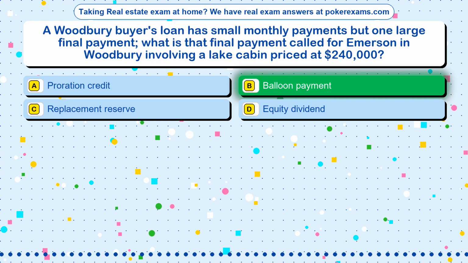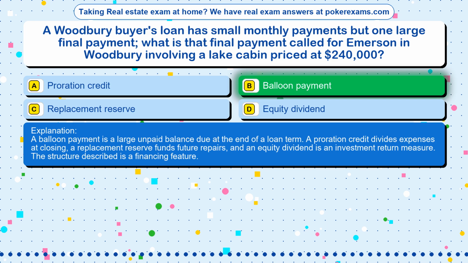The correct answer is option B, balloon payment. A balloon payment is a large unpaid balance due at the end of a loan term. A pro-ration credit divides expenses at closing, a replacement reserve funds future repairs, and an equity dividend is an investment return measure. The structure described is a financing feature.